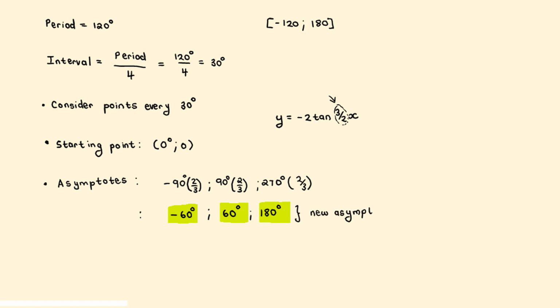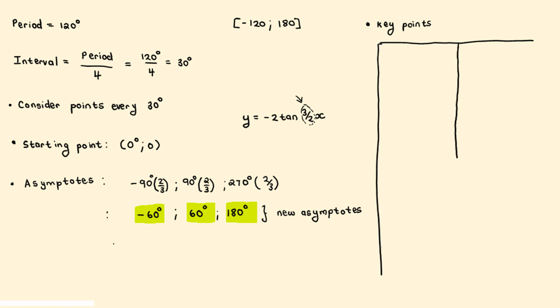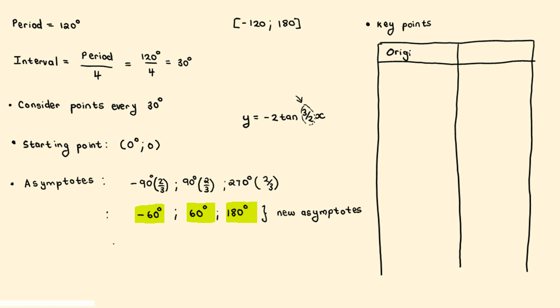Once we've done that, we need to figure out our key points, and we're going to find our key points using the exact same method that we just did. We're going to multiply the x values of our key points by 2 over 3, and we're going to multiply the y values by -2, which is the a value in our original equation. So I'm just going to quickly jot down all the original key points.